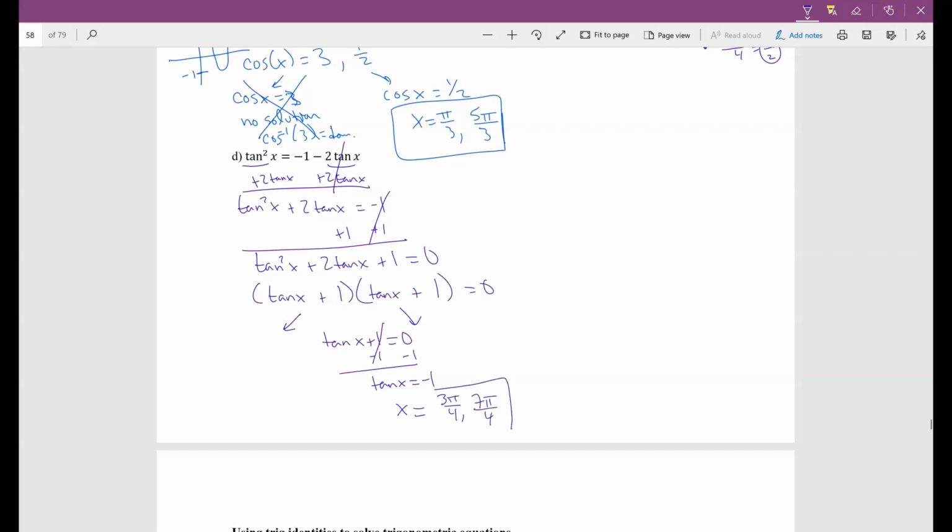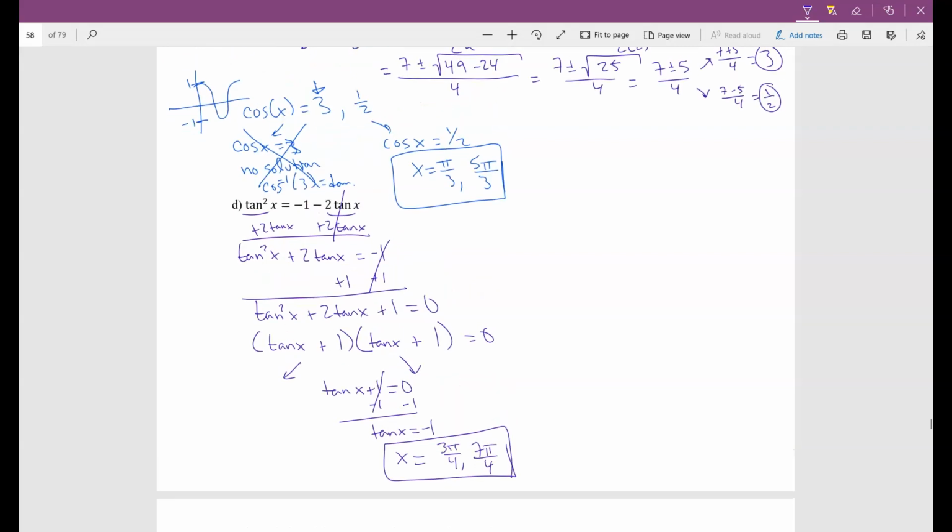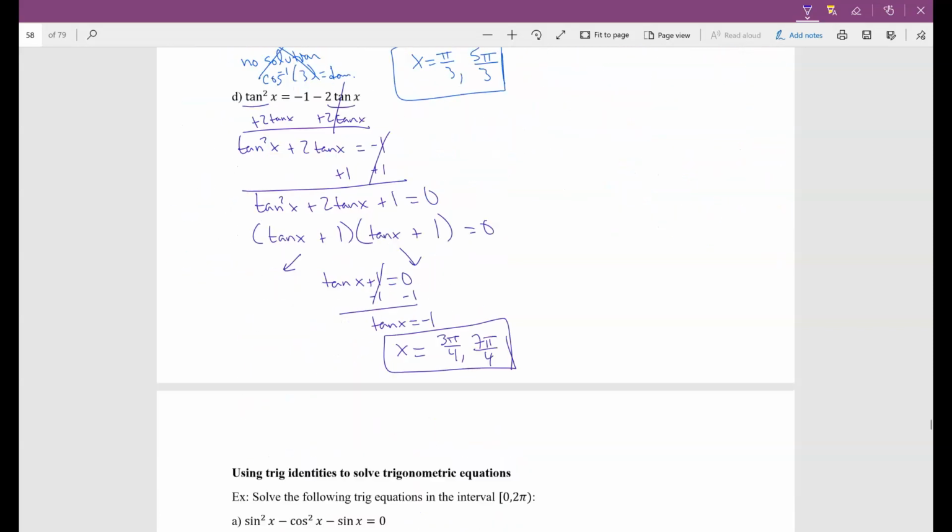Okay, and that's basically it, because all we wanted is in the interval from 0 to 2 pi. Now, this would have been very different if it was all solutions. All solutions is basically the same thing, but instead you would just add plus 2 pi k or plus pi k. Okay, that's the only thing that's very different.